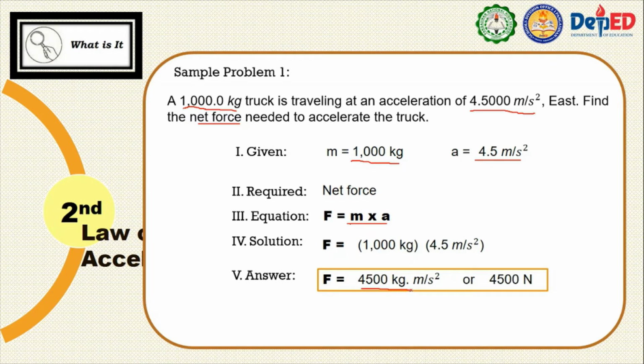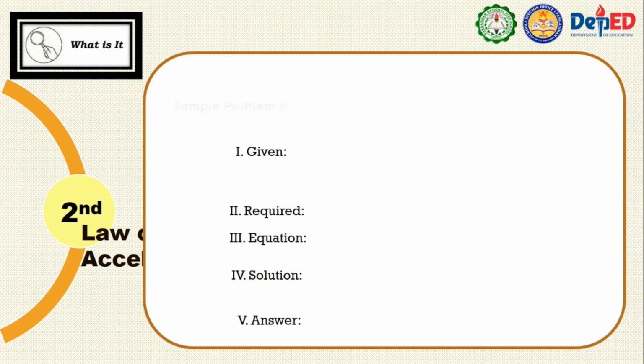4,500 kilogram meters per second squared or 4,500 Newtons. Because remember, 1 Newton is equal to 1 kilogram meter per second squared. Kaya pareho lang yan.